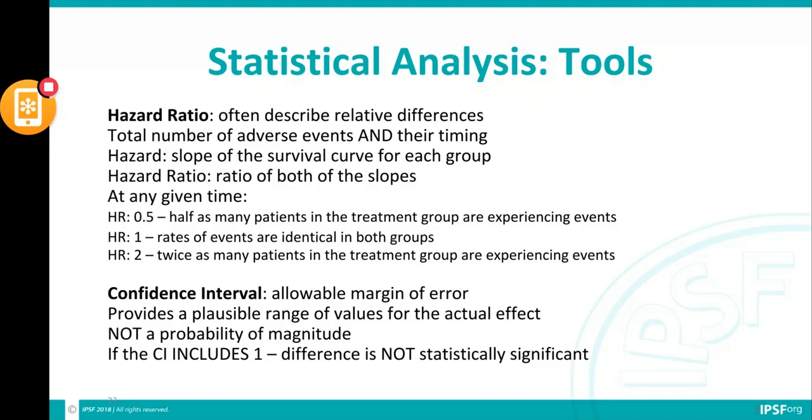So just a general rule of thumb, if the confidence interval includes 1, we can determine that the outcomes are not statistically significant. So we want to make sure that's something we're looking for as well, and that's something that you can evaluate.